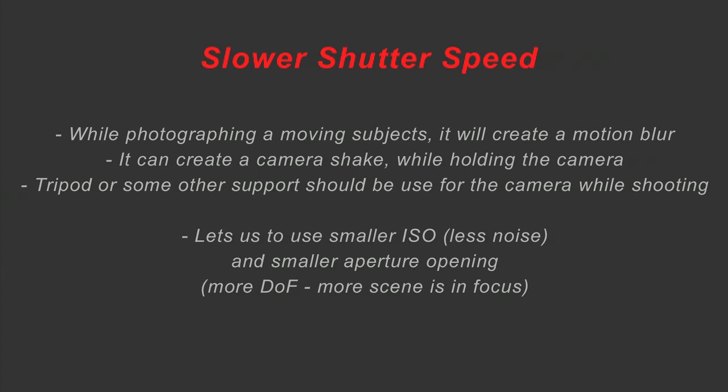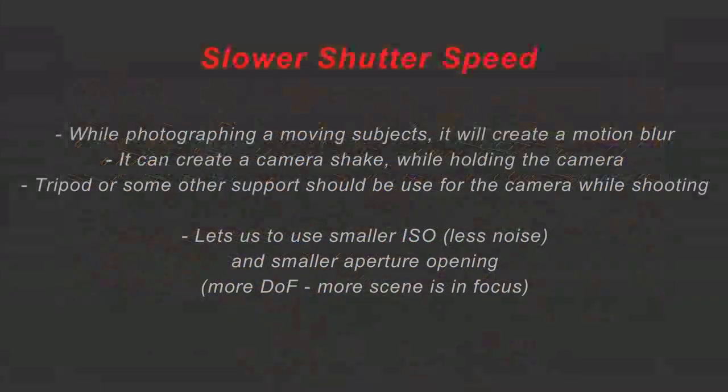Now let's talk about using a slower shutter speed. The disadvantage of using a slower shutter speed is that when you, for example, take a picture of moving subjects, you can get a motion blur. Or if you hold your camera, you can get camera shake. And when you're shooting with slower shutter speed, a tripod or something to support your camera will be needed.